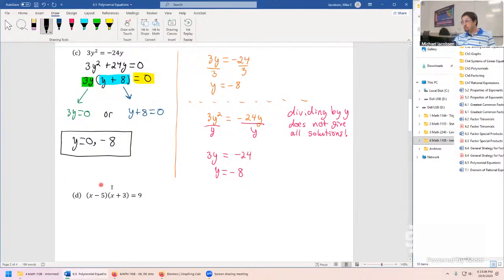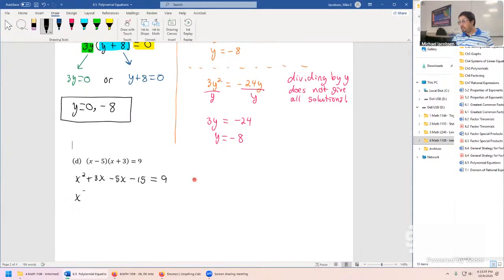So first thing we'll do is undo this factorization. Let's expand out the left-hand side. Multiplying x by x will give us x squared. x by positive 3 is plus 3x. Distribute the negative 5 through, so now it's a negative 5x. Here to here will be minus 15. And the whole thing is set equal to a 9. Now, combine like terms. We have x squared minus 2x minus 15 equals 9.